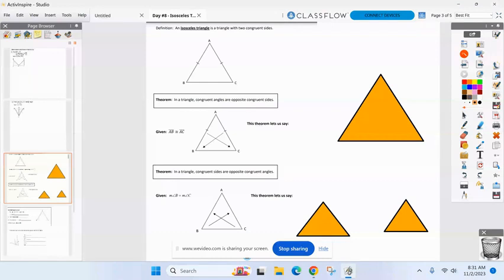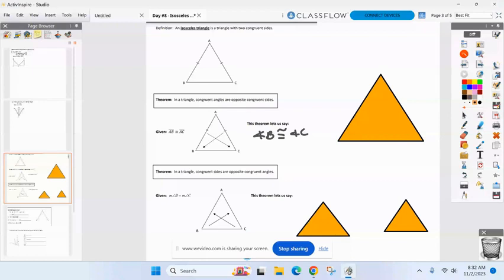Where are the two congruent angles located I've been talking about? Across from those congruent sides. So in my diagram right here, AB is equal to AC. That's what makes it isosceles. But also, angle B is congruent to angle C, because they are the angles across from the congruent sides.